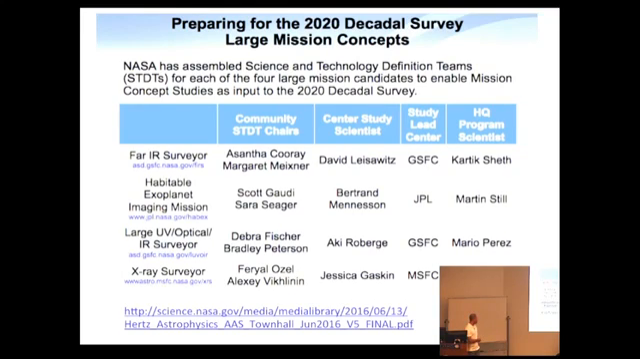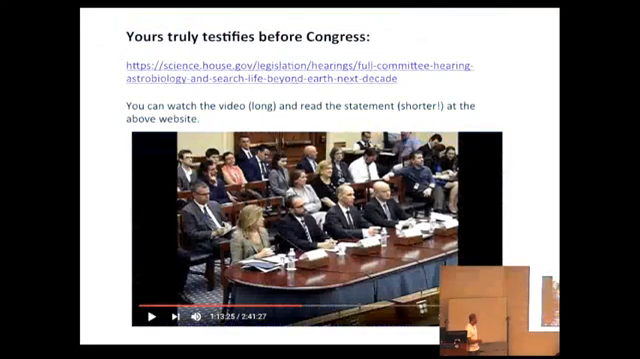So all four of these missions are being studied in preparation for having a fleshed out design and cost, so that information can be used in the deliberations of the decadal survey to set the course for astrophysics for the next, actually, decades. So there's a link here where you can find more information about this stuff.